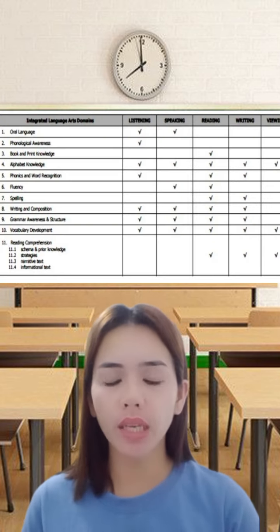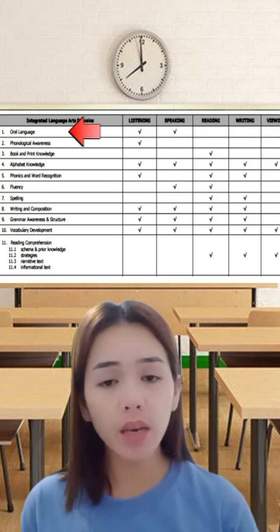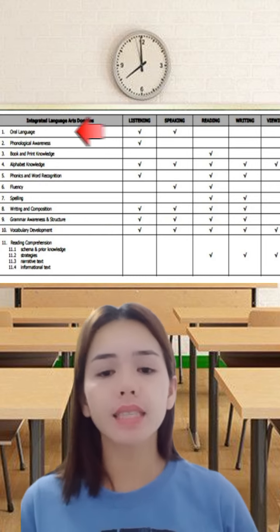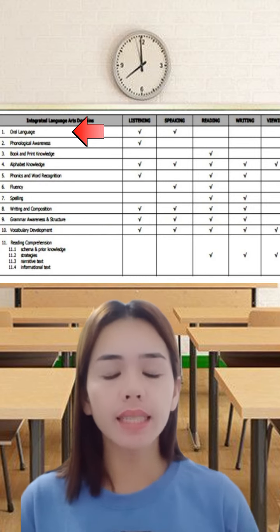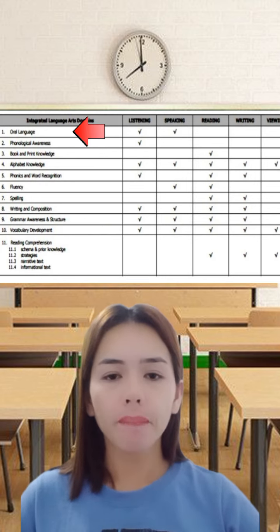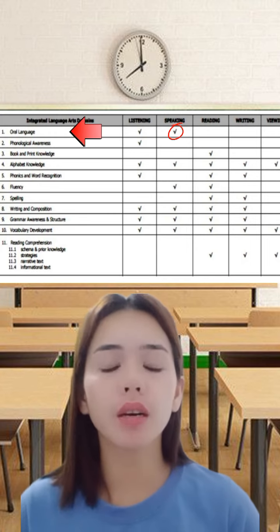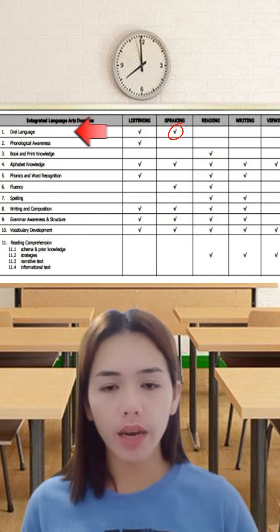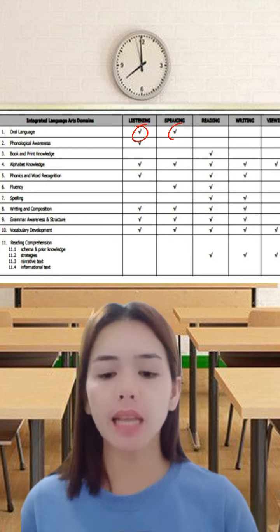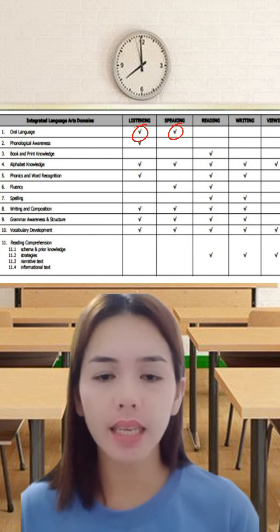So the first one is oral language. When we say oral, meaning to say orally spoken or vocally spoken, just like what I am doing right now. This is an example of oral language. The skills being applied here are, of course, speaking, because it is orally spoken, and at the same time listening also, just like what we are doing right now. I am speaking and you are listening.